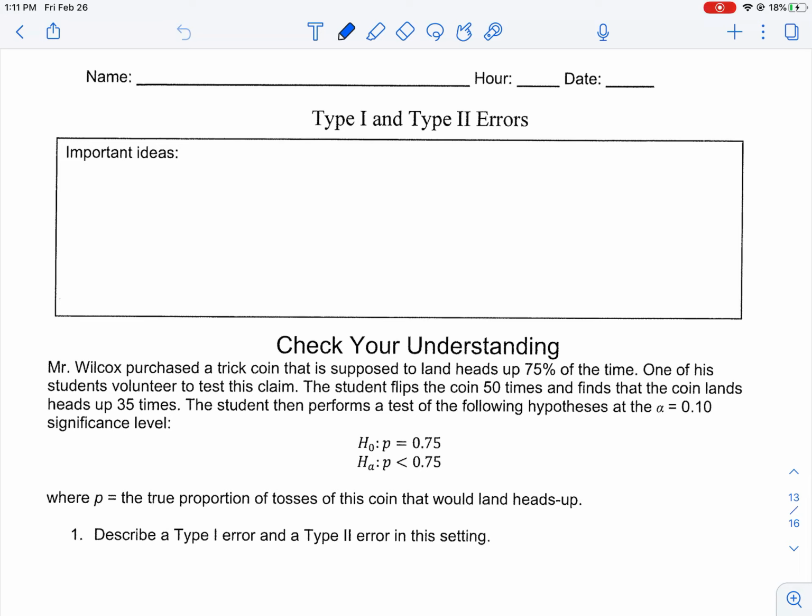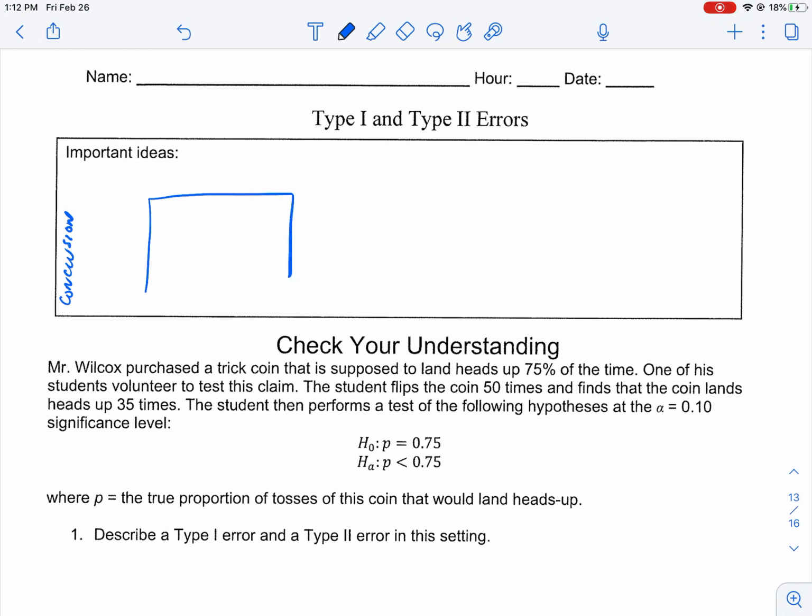So we go through everything. We lay out our hypotheses. We lay out our alpha level. We check our conditions. We do our state, plan, do, conclude. So we lay out the plan, we do the math, we conclude, and we decide based on our p-value, whatever we're going to decide. At the end, we then have these situations where we are making a conclusion. And it's going to fall into one of four categories.